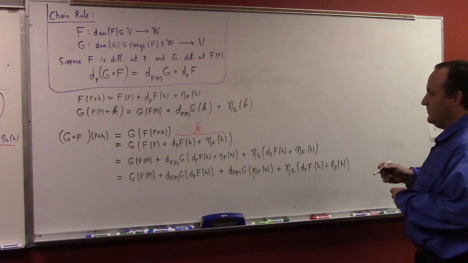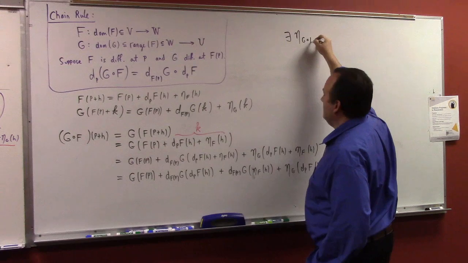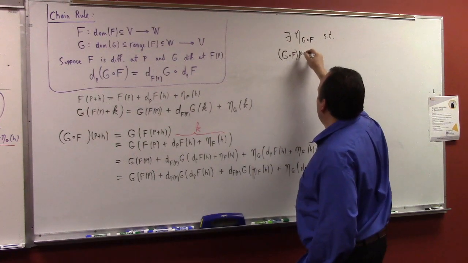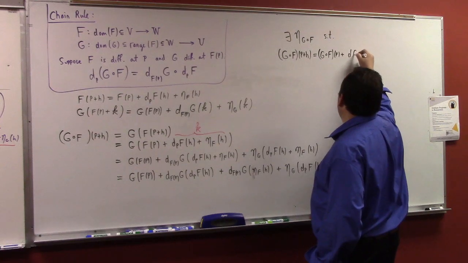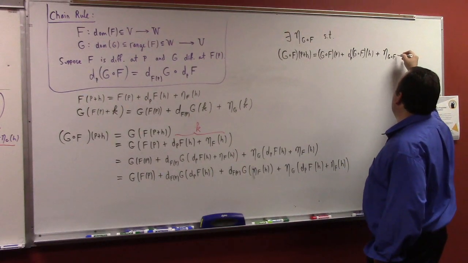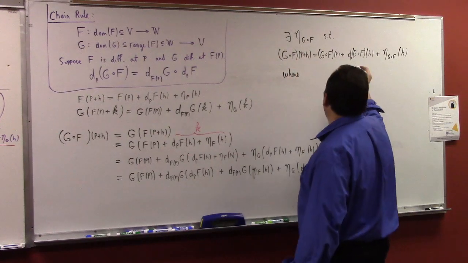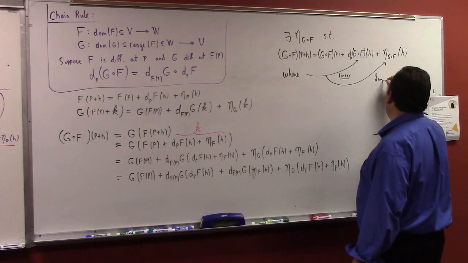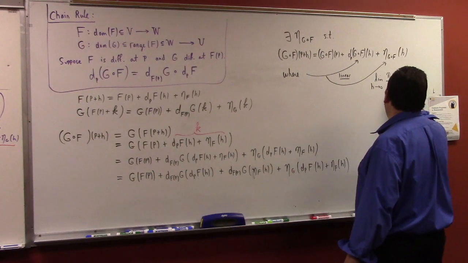So let's think about all this. What do we need to prove? We need to prove that there exists an eta sub g composed with f, such that if we look at g composed with f of p plus h, we've got g composed with f of p, plus the differential of g composed with f at p of h, plus this eta sub g composed with f of h, where this is linear, and this needs to have the limit as h goes to 0 of this thing being 0, right?